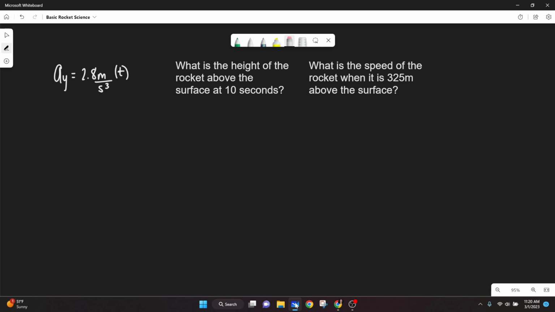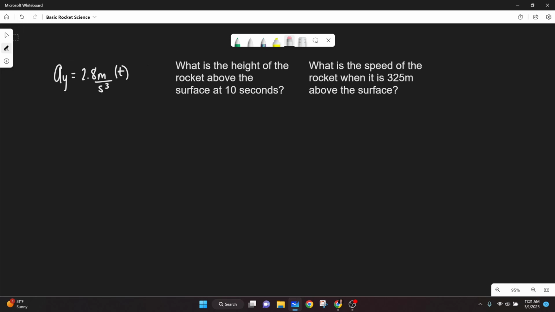We can find the antiderivative of the acceleration of an object with respect to time and find its velocity, also known as integrating, or integration. And so we can integrate the velocity of an object, if we know it as a function of time, to find that object's position. And so the question is, what is the height of the rocket above the surface at 10 seconds? And the only information we are given is its acceleration as a function of time.